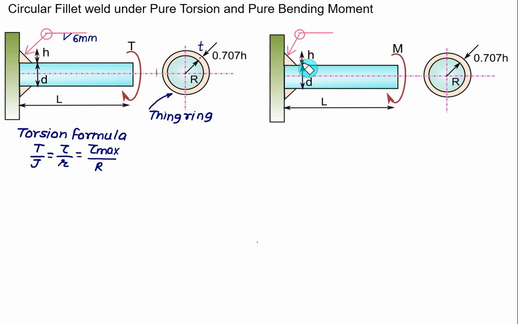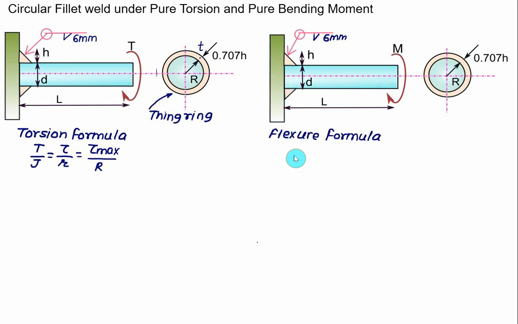The standard symbol is used again. We have to show circular because we have the weld all around, and this one is a fillet weld, and you have to mention the leg size, that is equal to 6 mm. Again, for example, I am writing 6 mm. You have to write the value of h.